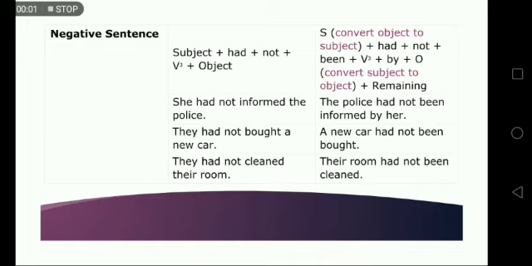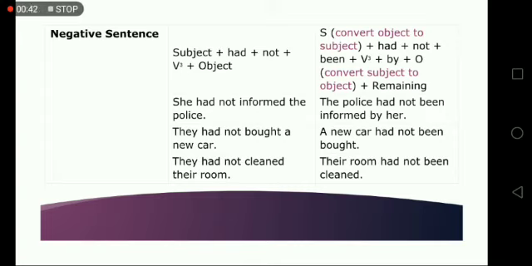Now let's have a look at the active and passive voice of negative sentences. The active voice of a negative sentence consists of the subject, then comes our helping verb had, then comes not showing the negativity, then comes our verb in its third form, and then comes our object. When we convert this active into passive voice, the first thing that's going to happen is subject and object are going to interchange their places. Then comes our helping verb had. Right after had, we place our not and then been. So that means that not is coming in between had and been. Then comes our verb's third form, then comes by followed by our object and the remaining part of the sentence.